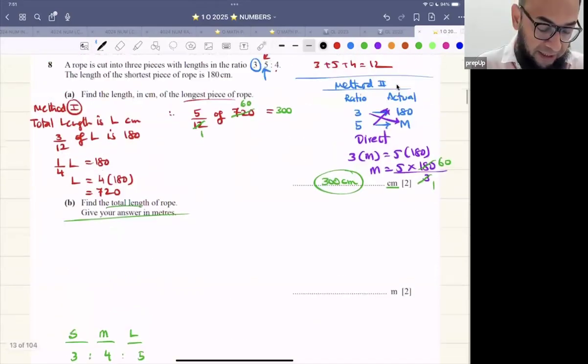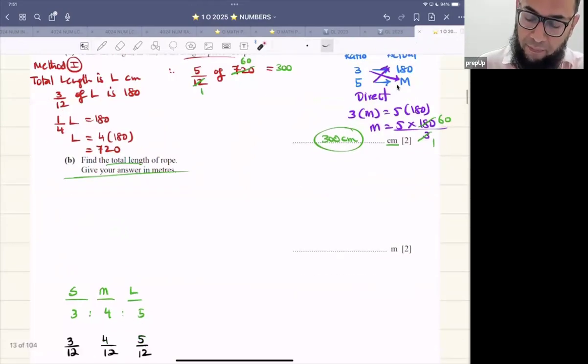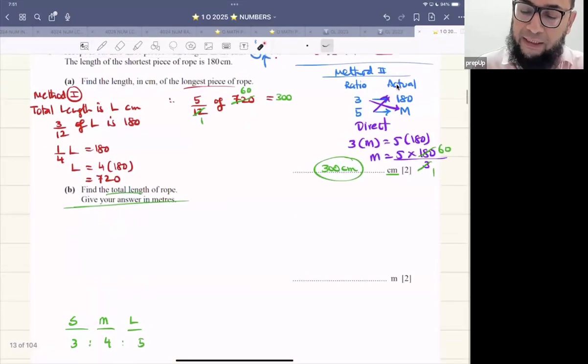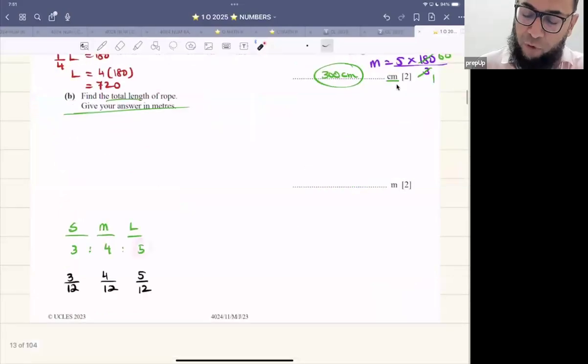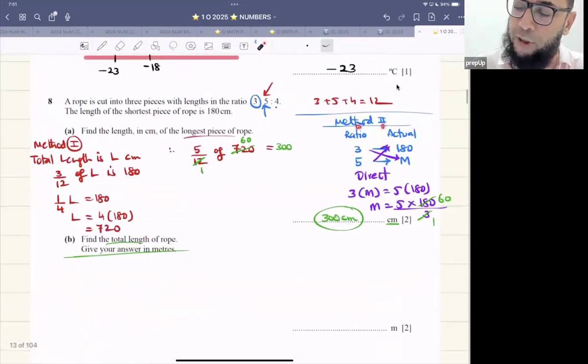So if I talk about method 1, 3/12 of the total length is 180. 1/4 of L is 180, since 3/12 is 1/4. And L comes out to be 720 centimeters. The longest piece is 5/12, and 5/12 of 720 is 300. That is method 1. Method 2, the ratio value and the actual value.